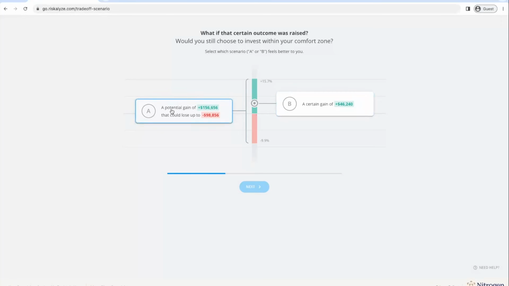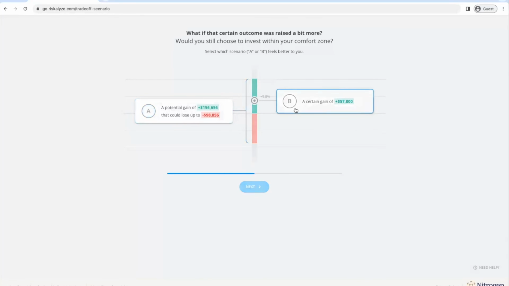So I'm going to choose option A here. But now, again, it's going to fine tune. So now it's giving me the option of up to 5.8% certainty of gain for that same range that I said from the outset. Now I'm going to choose that certainty. If I could get close to 6% guaranteed without any kind of risk of loss and not have to worry about this range of returns, I think I'd be comfortable with that. So let's choose that one.